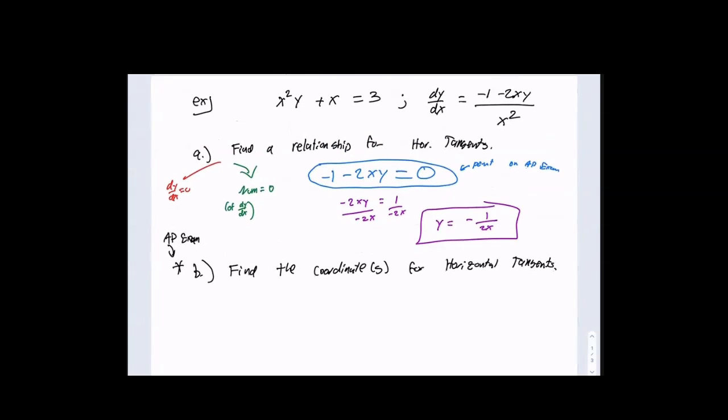So, what am I going to do with y equals negative 1 over 2x now that I just told you that?